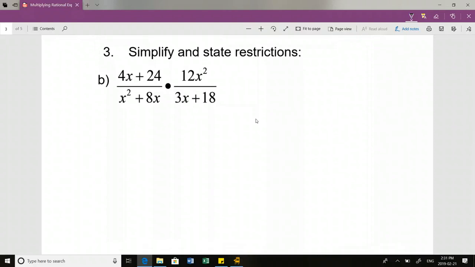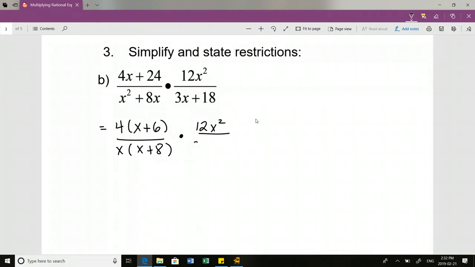So factor or common factor as much as we can. I think these ones, because they're only 2 terms, we can really only common factor. So I can take out a 4 from the top here. I can take out an x in this denominator. I'll be left with x plus 8. And I think we have a common factor of 3 in the second denominator here.